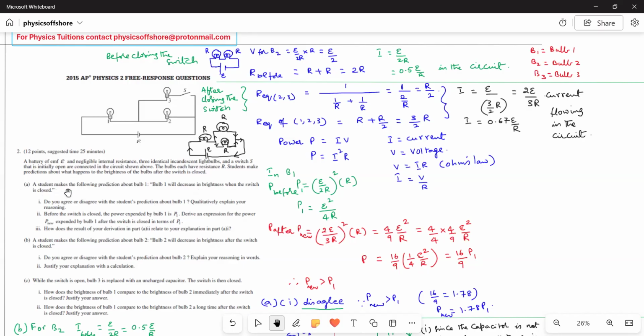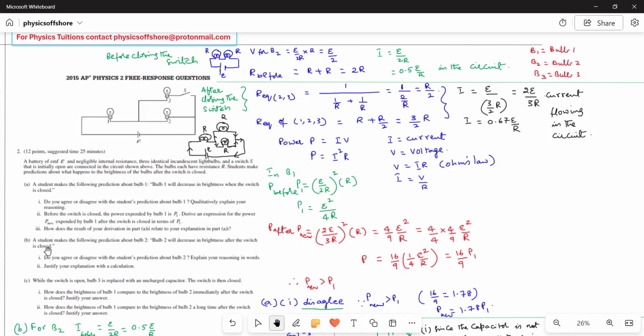A. A student makes the following prediction about bulb 1. Bulb 1 will decrease in brightness when the switch is closed. First sub-bit: Do you agree or disagree with the student's prediction about bulb 1? Qualitatively explain your reasoning. 2. Before the switch is closed, the power expended by bulb 1 is P1. Derive an expression for the power P' expended by bulb 1 after the switch is closed in terms of P1. Next bit: How does the result of your derivation in part A2 relate to your explanation in part A1?